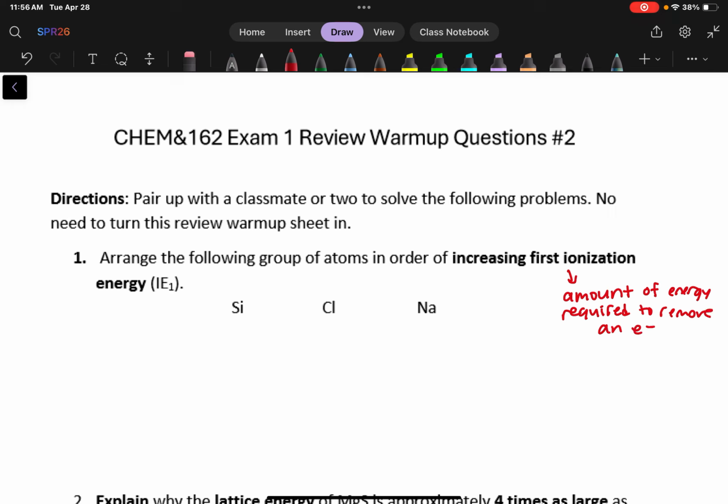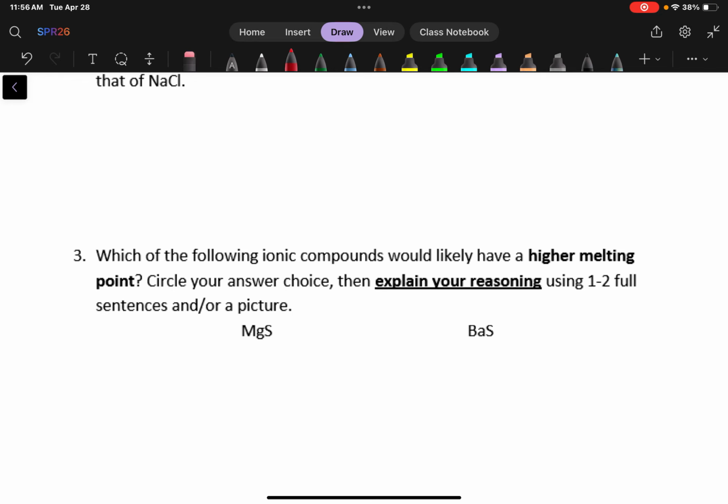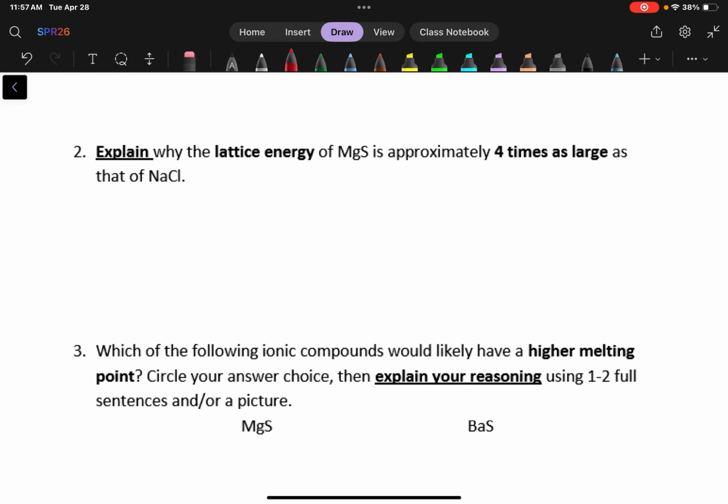So really what we're looking for, if we're looking to place these in order of increasing ionization energy, we want to figure out which atoms are likely to want to give up an electron, and which are likely to try to hang on to their electron, or which are going to be resistant to that. We learned a trend that might help us out since we don't have any data to look at for these atoms. And let me remind myself, we've got silicon, chlorine, and sodium.